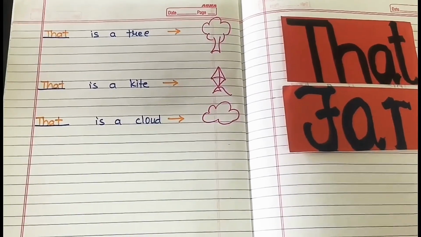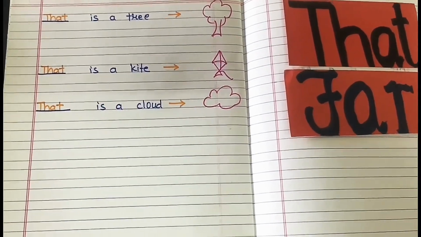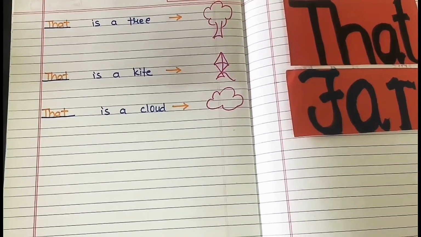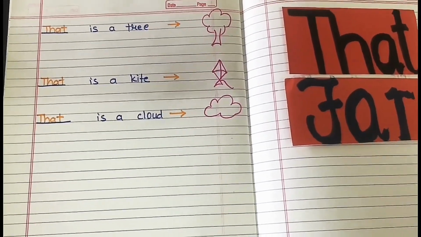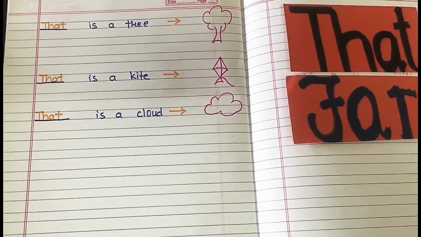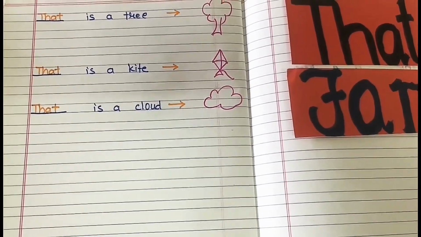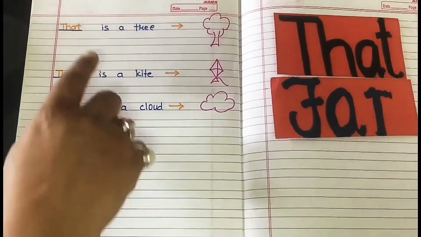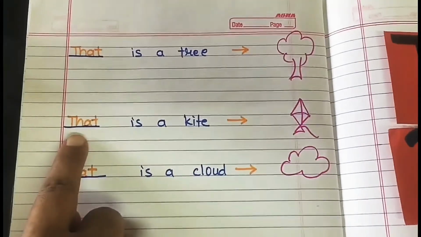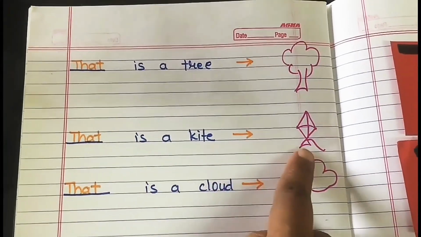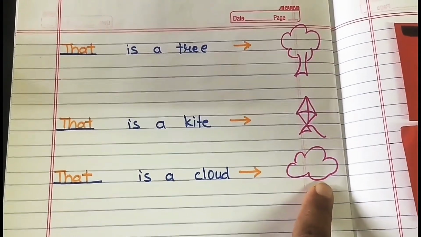That is used for an object which is far from us and we cannot touch it. We can just point at it. That is only used when the object is singular. For example, that is a tree. That is a kite. That is a cloud.